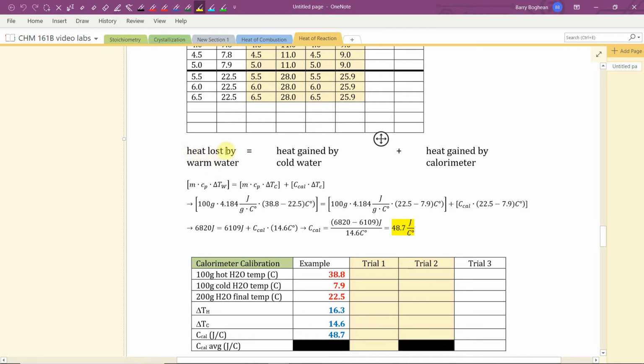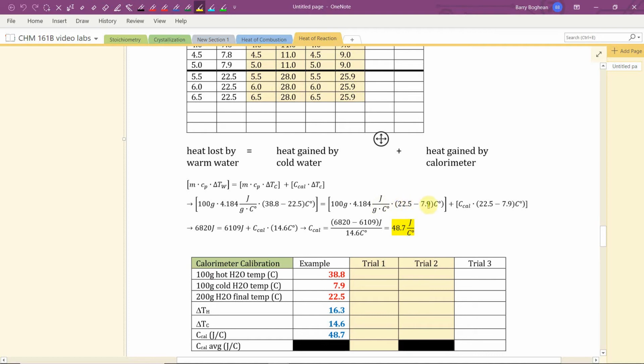Recall that the heat lost by the warm water is equal to the heat gained by the cold water plus the heat gained by the calorimeter. So we have mCp delta T for the warm water equals mCp delta T for the cold water plus the heat capacity of the calorimeter times the temperature change for the cold water. So for the warm water, it's 100 grams times the heat capacity of water times the temperature change for the warm water.